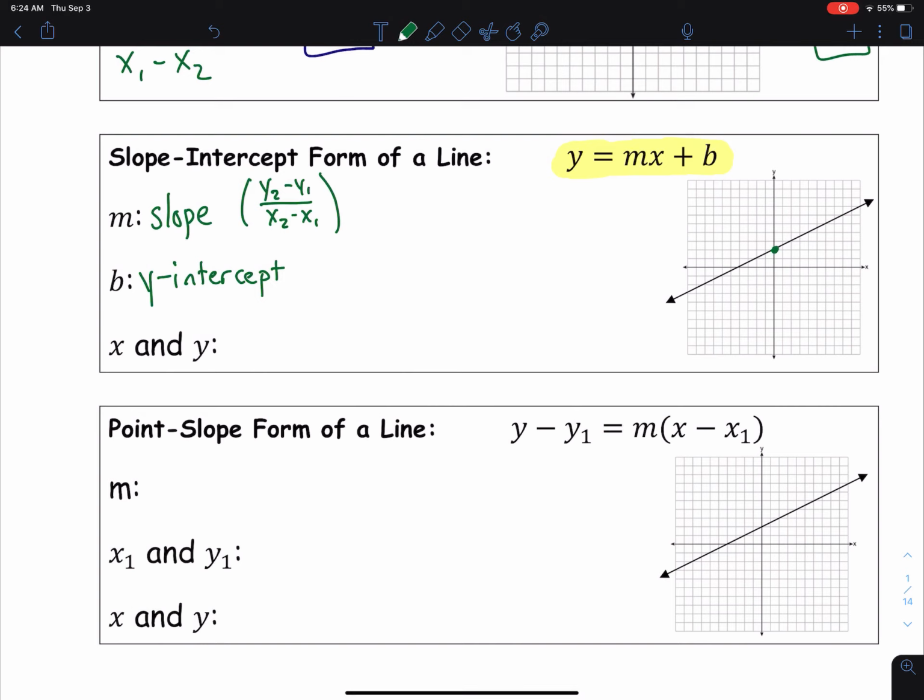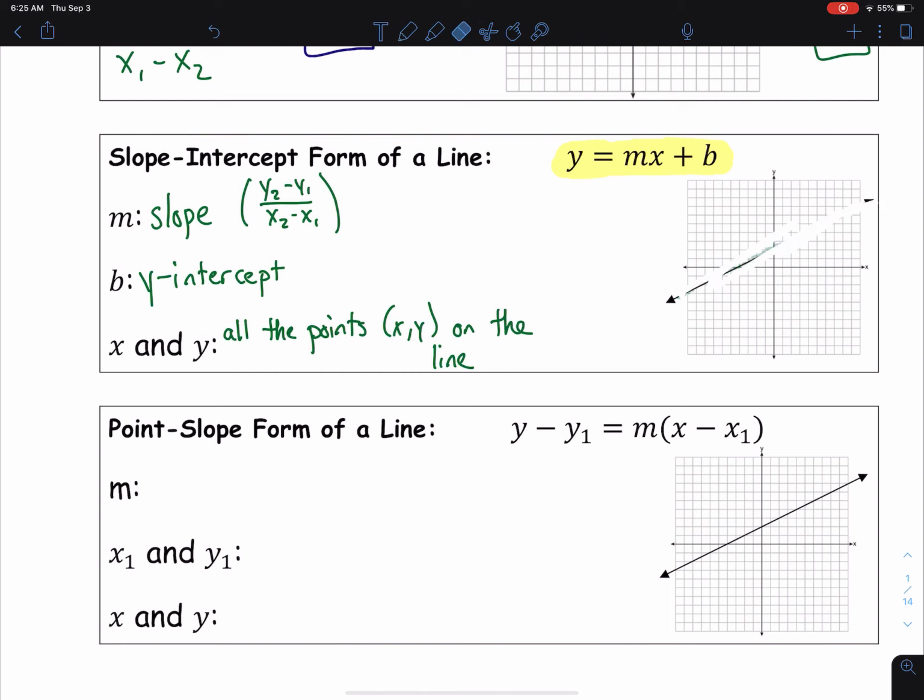Now, how about the x and the y? X and the y, this is important for understanding how to find the equation. We never plug in for the x and the y unless we're trying to find the slope and the y-intercept. So the x and the y are all the points (x, y) on the line. So it's every single point on the line is x and y.